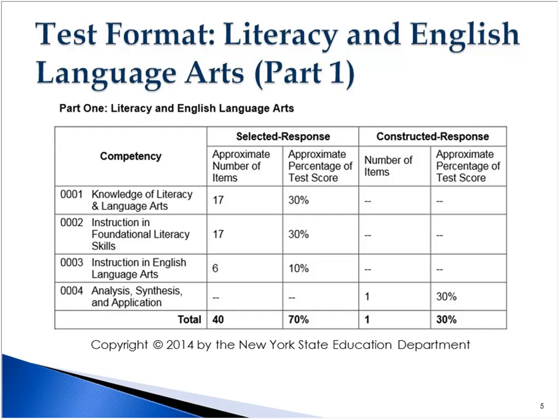Part 1 of the test focuses on literacy and English language arts and is made up of 40 selected response questions and 1 constructed response item. The 40 multiple choice questions count for 70% of your total score and test competency in 3 areas: knowledge of literacy and language arts, instruction in foundational literacy skills, and instruction in English language arts. The constructed response counts for 30% of your total score and tests competency in analysis, synthesis, and application.